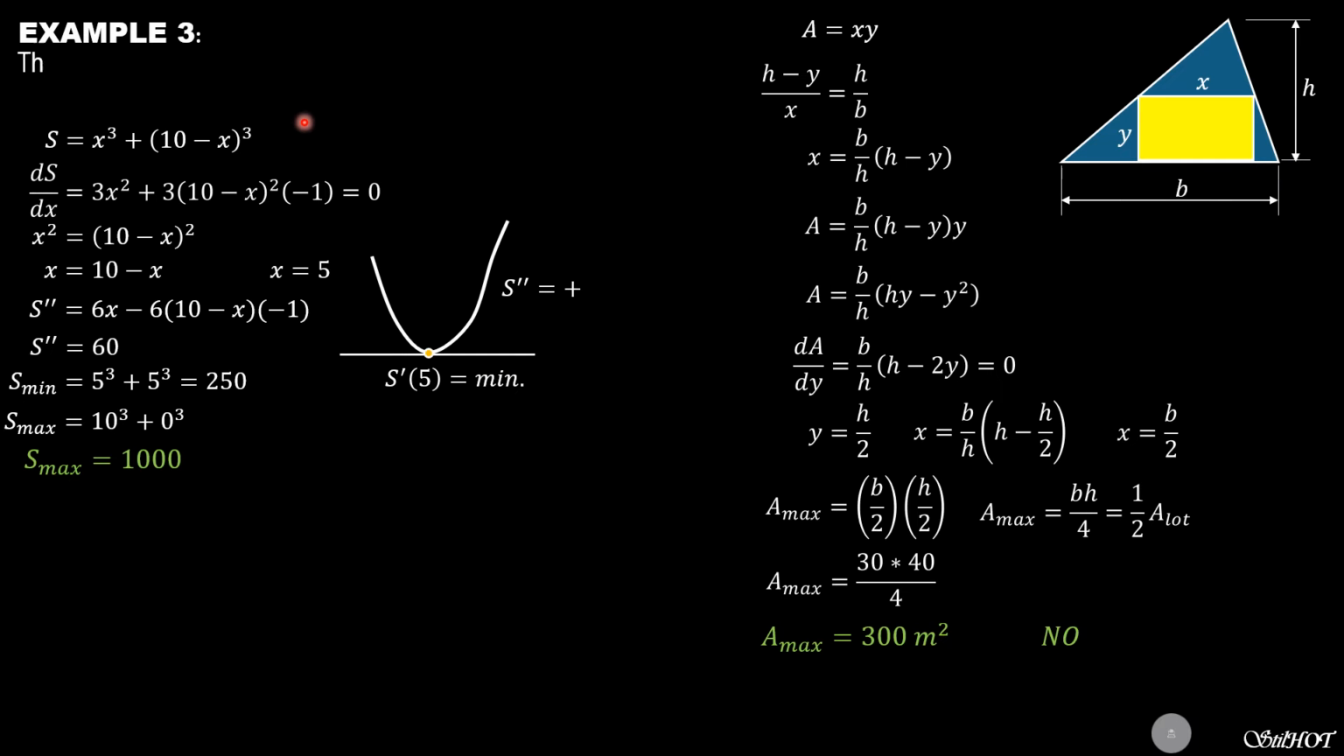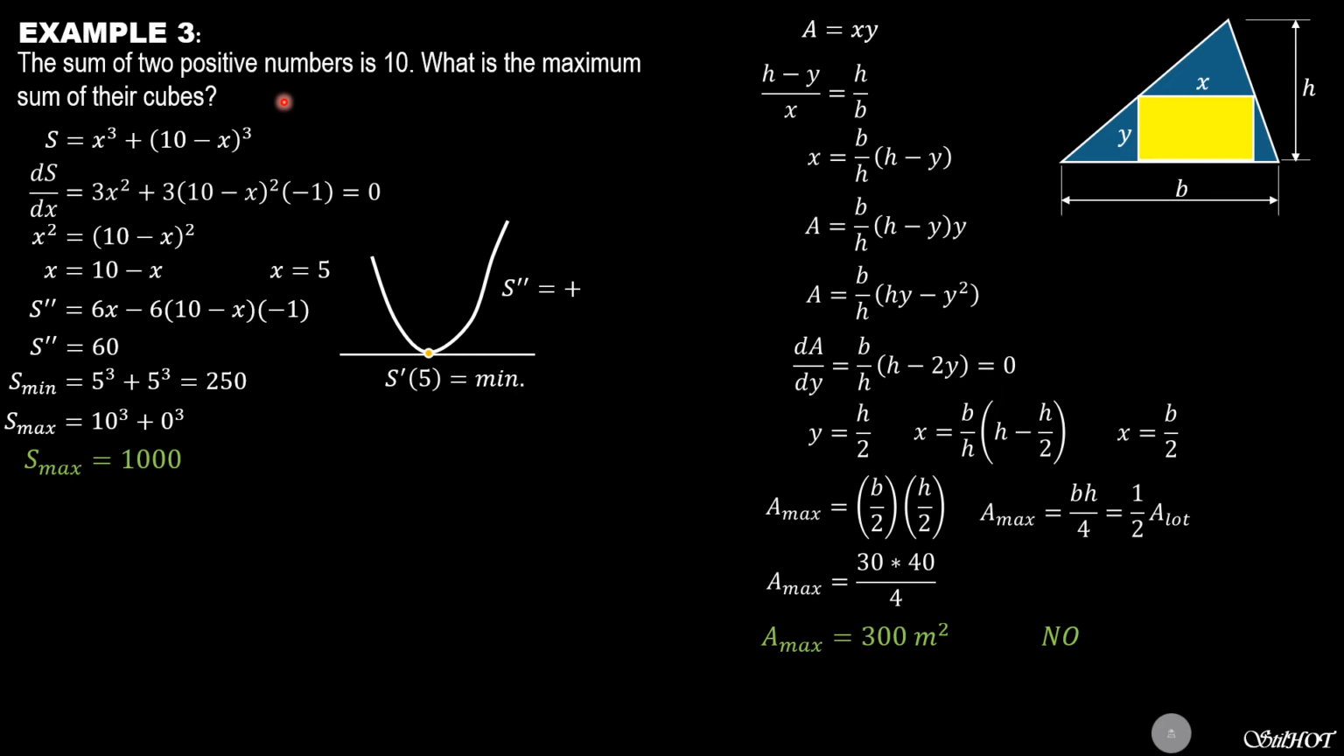Example 3. The sum of two positive numbers is 10. What is the maximum sum of their cubes? So the first number is x, so it is x cubed. The sum of two numbers is 10, so x plus the second number is 10, so the second number is 10 minus x. So this is the expression for the sum of the cubes of the two numbers.